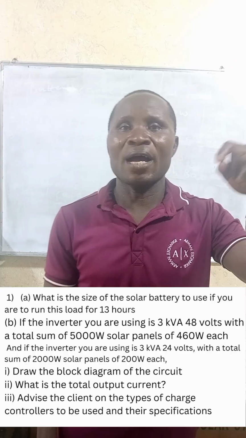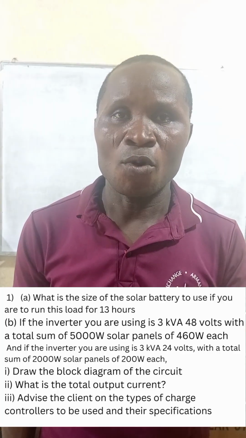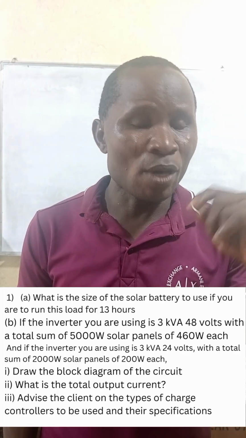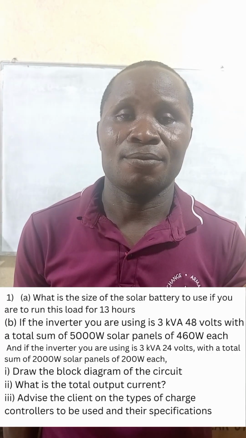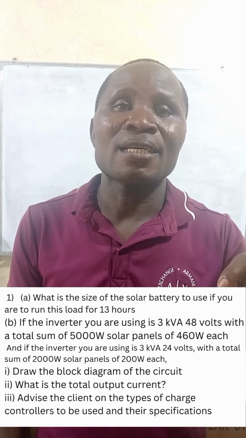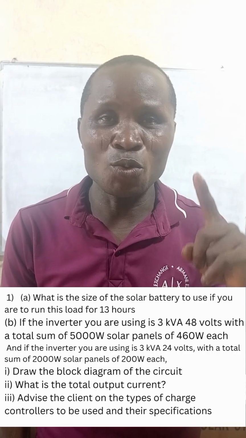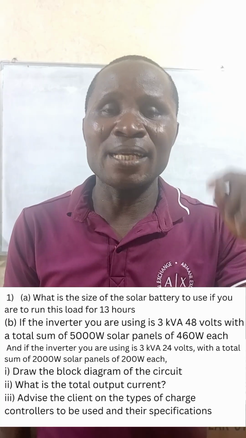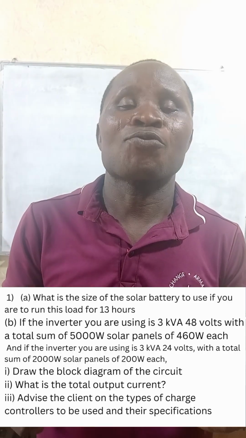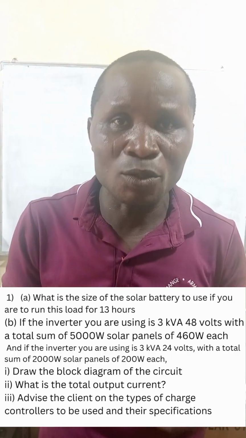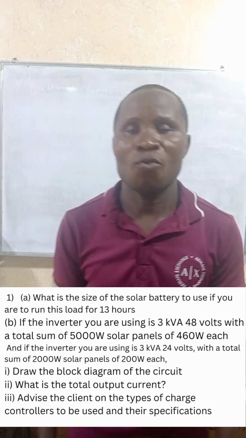Question B. If the inverter you are using is 3 kVA 48 volts with a total sum of 5,000 watts solar panel, with each panel 460 watts, and if the inverter you are using, that is B2 now, is 3 kVA 24 volts with the total sum of 2,000 watts solar panel, of each 200 watts.